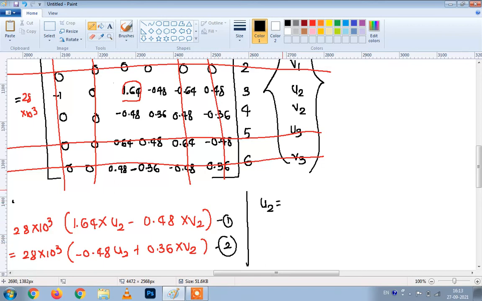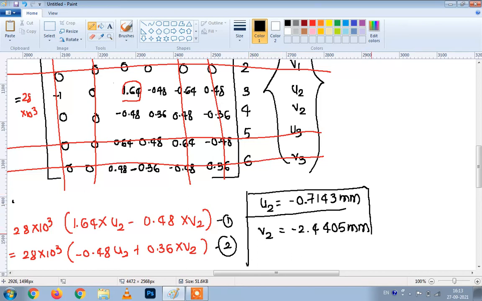The value of U2 that we are getting is minus 0.7143 mm, and the value of V2 that we are getting is minus 2.4405 mm. So these are the values of nodal displacement at node number 2. So these are the values of U2 and V2.